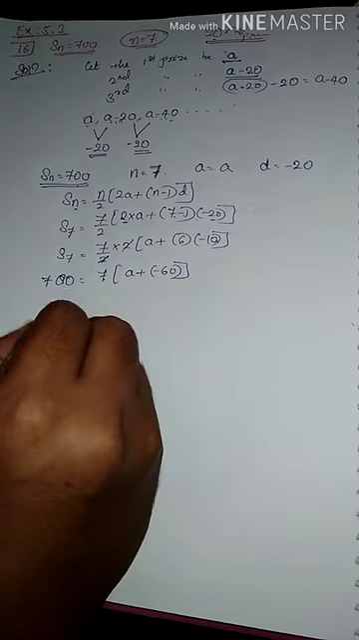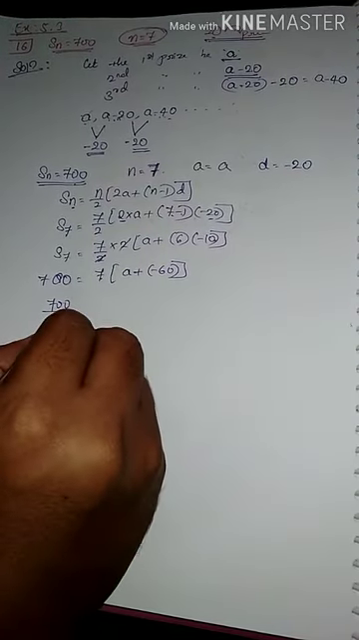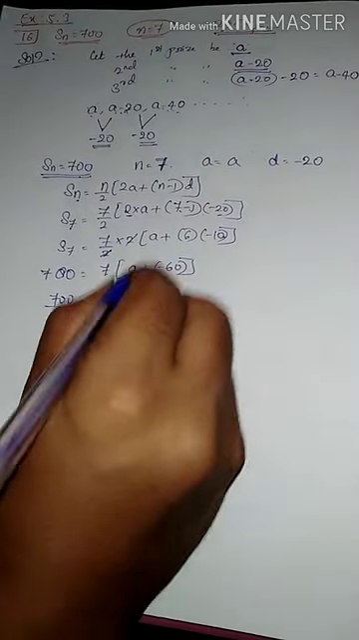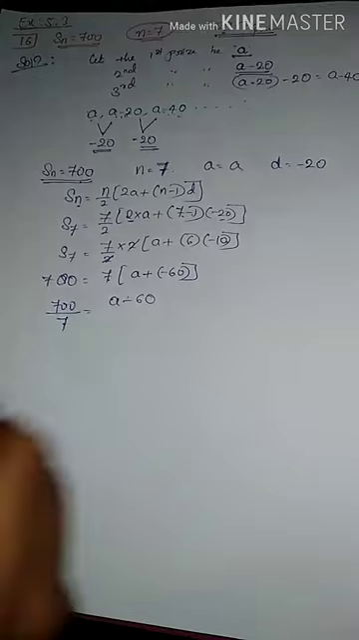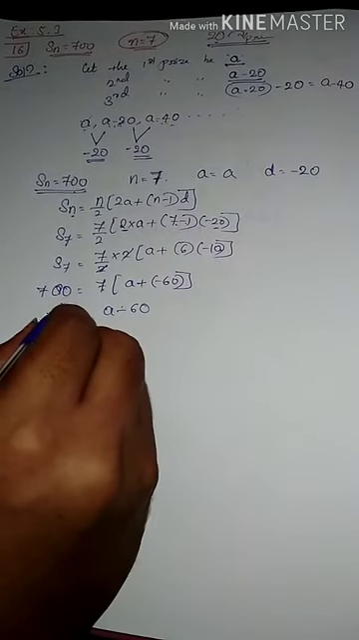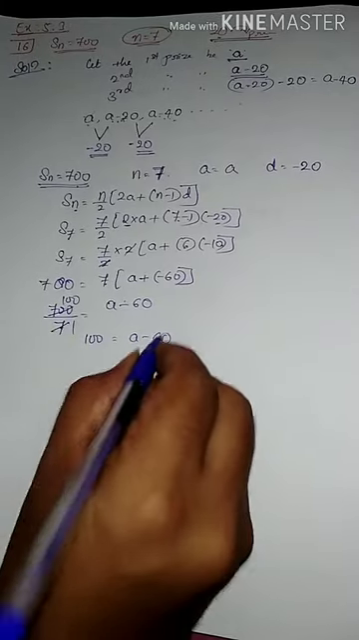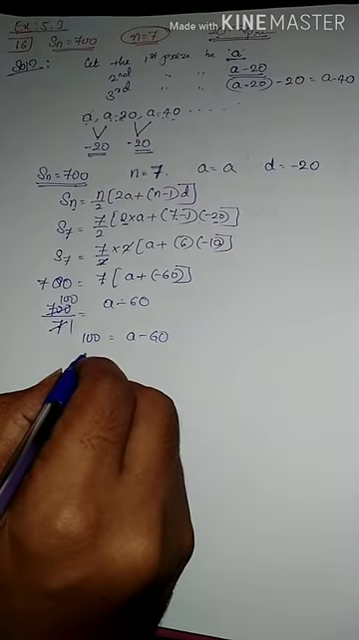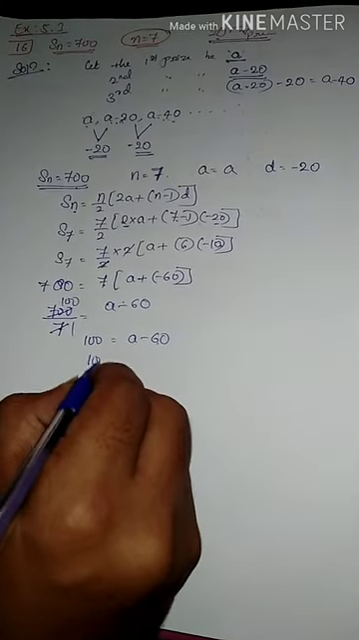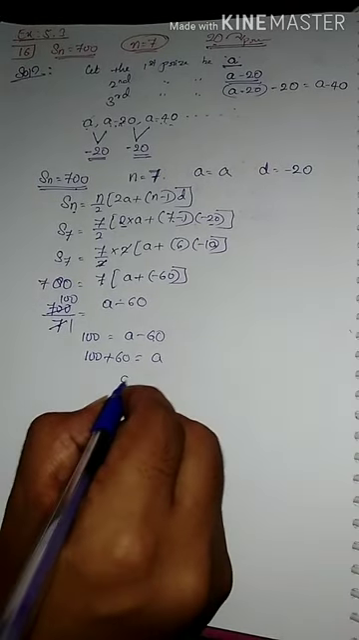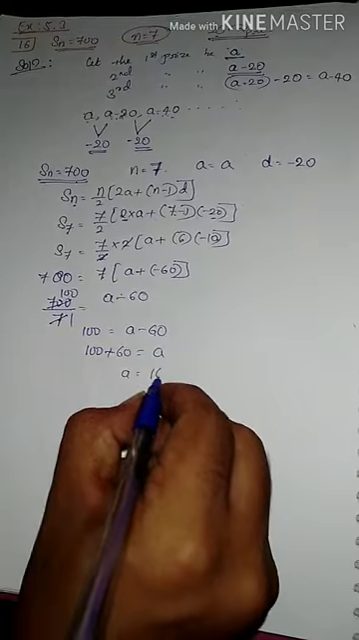So 7 moves to left hand side, becomes division. 700 by 7 is equal to A minus 60. 7 ones are 7, hundreds are. So 100 is equal to A minus 60. Minus 60 moves to left hand side, becomes plus 60. 100 plus 60 is equal to A. Therefore A is equal to 160.